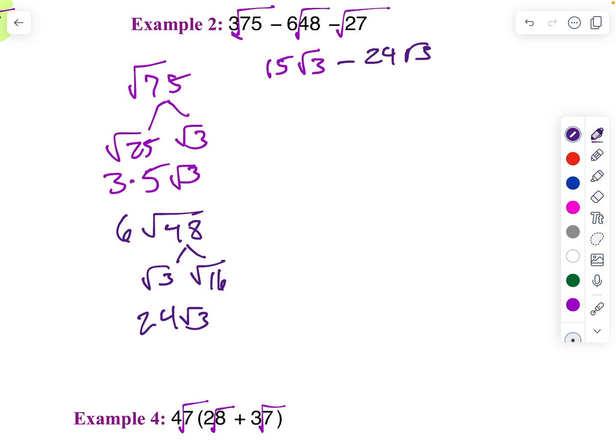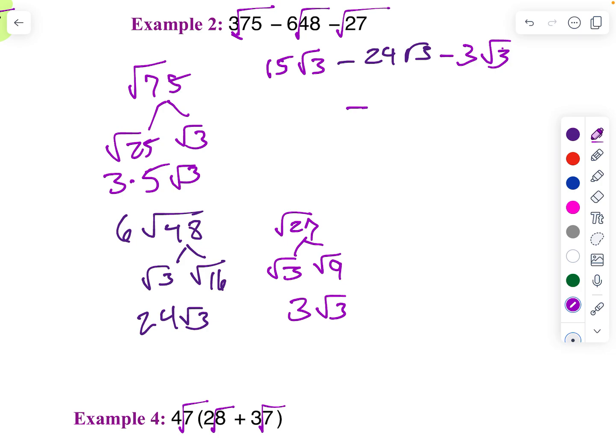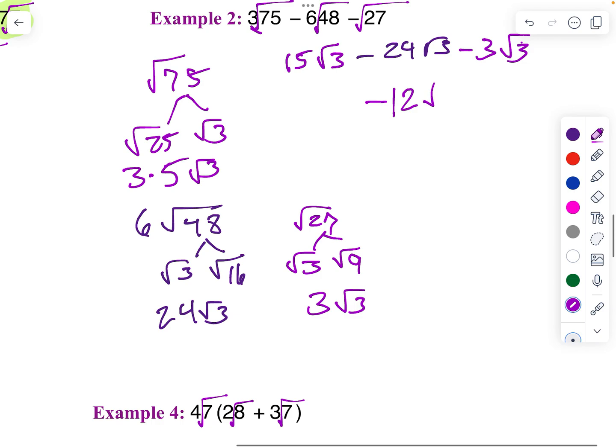I'll do the same thing here with the square root of 27. I'm going to guess 3 goes into it, and I was right. It goes in there 9 times. So it's 3 square roots of 3. So it's minus 3 square roots of 3. Now, they're all square roots of 3, so we're just going to combine our coefficients. 15 minus 24 minus 3 gives me negative 12 square roots of 3. That is my exact answer. I don't have to do anything else with that.